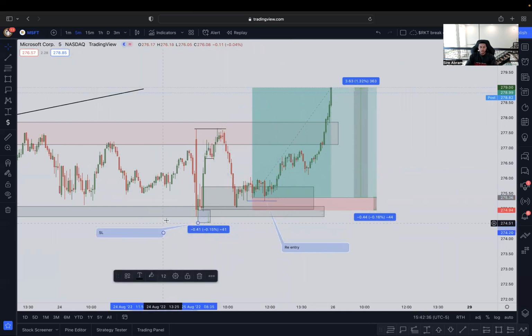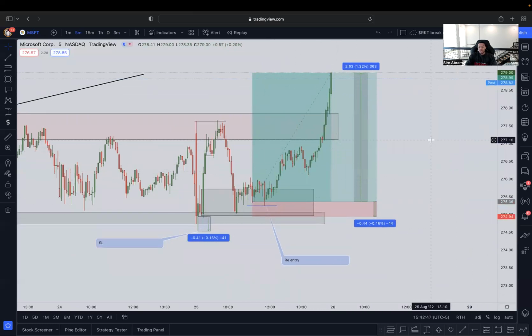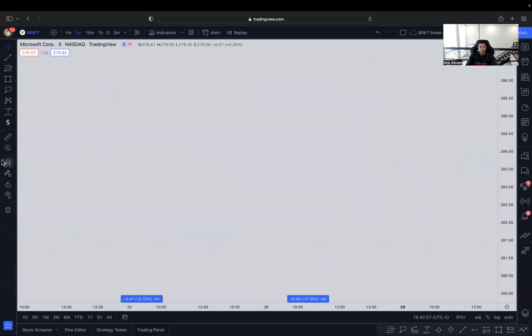And you see here: stop loss at the bottom of here, re-entry, stop loss at the bottom of there. And we just held it throughout the rest of the day. You just have to let price do its thing. Because a lot of people always wonder, hey Sire, how do I know when to stay in a stock throughout the rest of the day, or if I should just sell it? It's really all up to you, but it's really about knowing yourself.